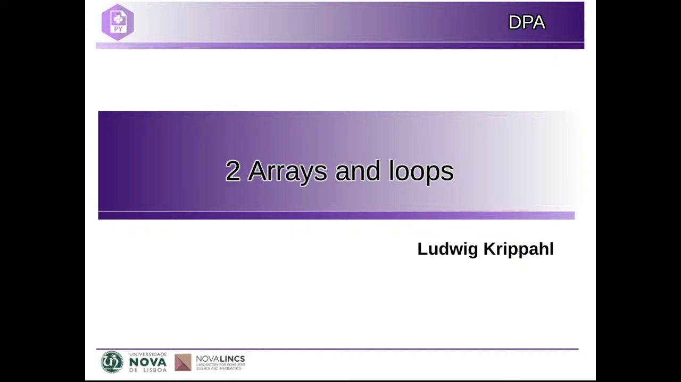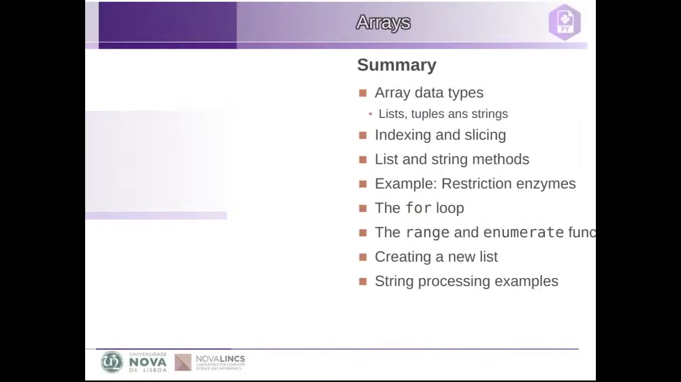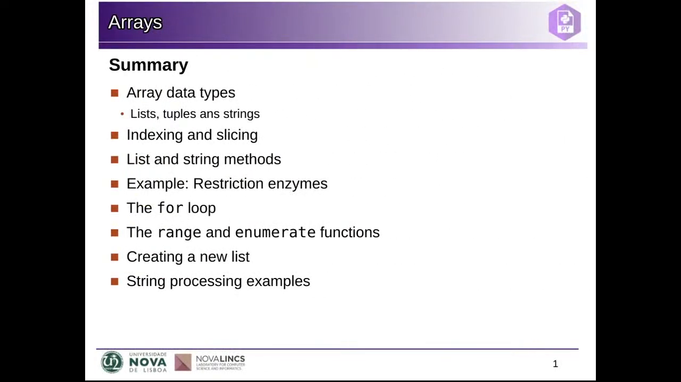Okay, so now we're going to look at types of objects that allow us to store ordered sets of values. These are the arrays, and loops, which are Python constructs that allow us to iterate through ordered sets of values. So we're going to first look at these array types, how we can extract values from these ordered sets and subsets from these ordered sets.